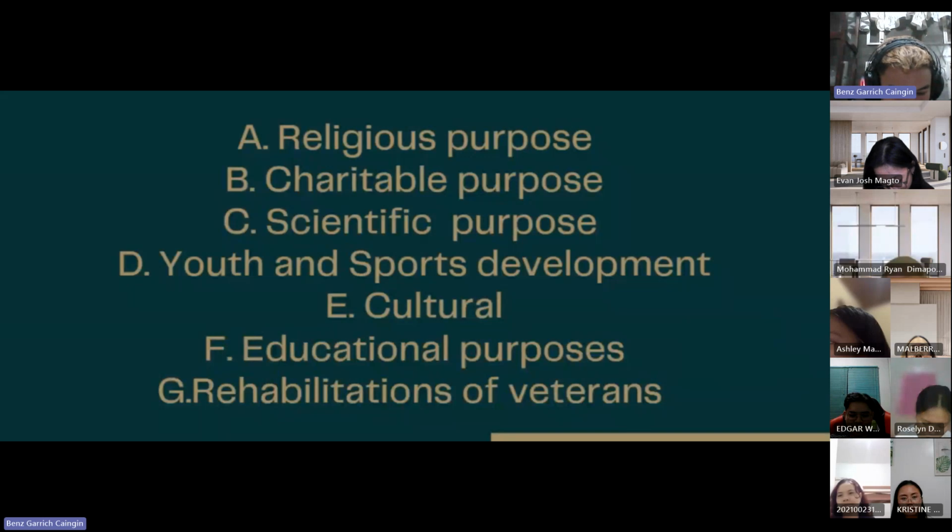So lastly, rehabilitation of veterans. This purpose includes services extended to Philippine veterans and members of their families because of financial difficulties and attendant problems, and services extended to disabled veterans.